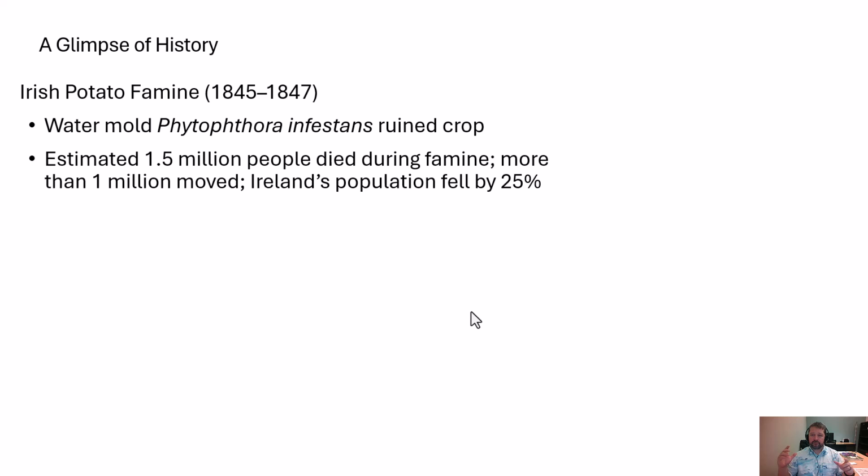Couple that with some other policies that were going on. Ireland was controlled, or at least dictated, by England, and at this time, a lot of their goods were being sent away. So things other than potatoes, so their grains and their livestock were being sent away for finances. And so when the famine hit, those contracts were still abided by.